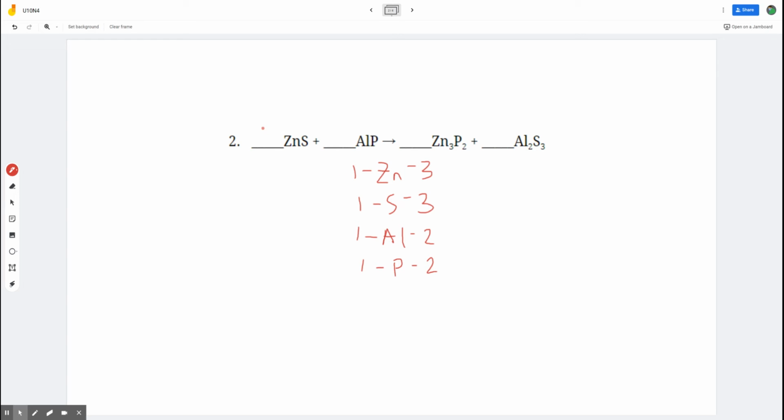So we'll start over here. I know I need 3 zincs. So that's balanced, but that also changes sulfur. So I'll go down and change sulfur. That's good, that's what I needed. And then next one, aluminum, I need 2 over here. So there we go, now that's balanced. It also changes phosphorus, 2. So now it's balanced. 3 of zinc and sulfur, 2 of aluminum and phosphorus on both sides. So I can just fill in ones. And there we go.